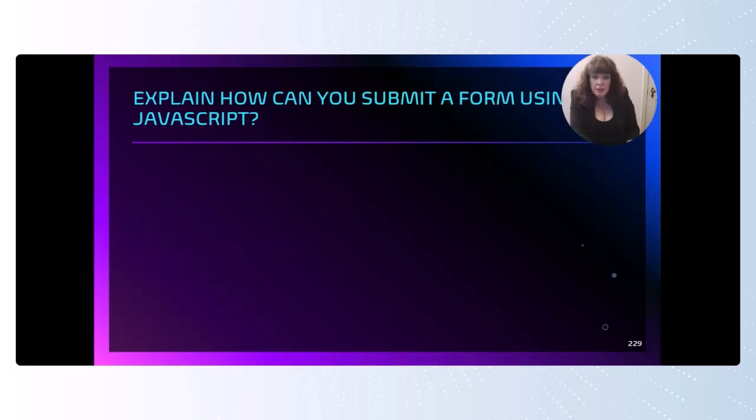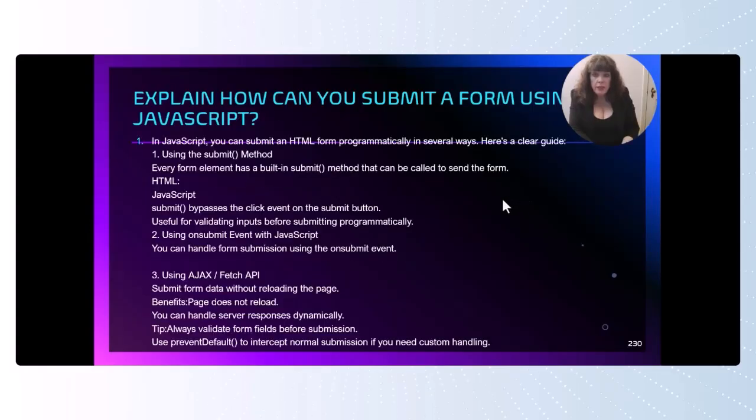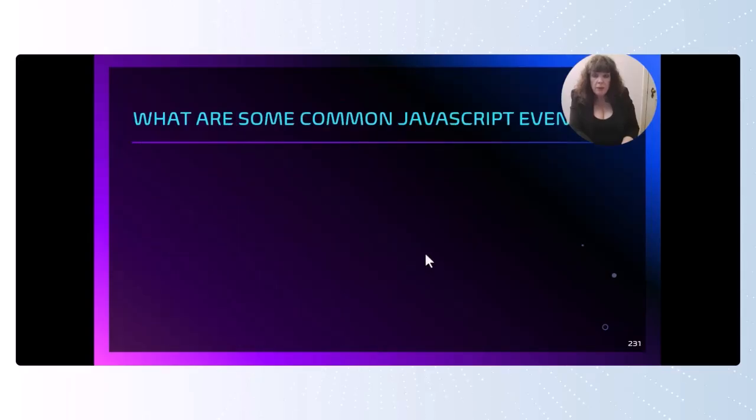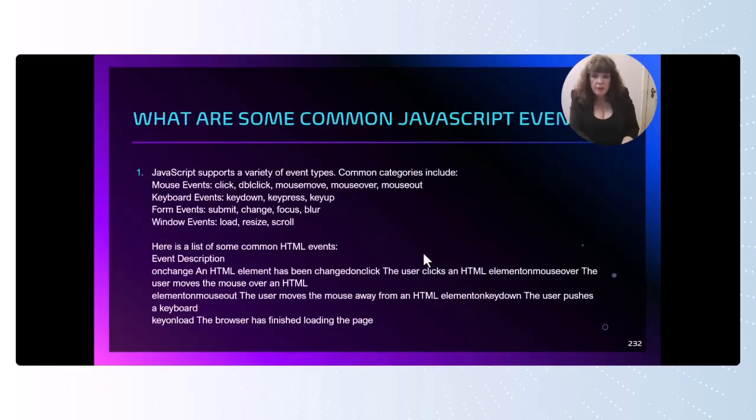Explain how you can submit a form using JavaScript. In JavaScript, you can submit a form in several ways: using the submit method, using the onSubmit event, and then using Ajax and the Fetch API. What are some common JavaScript events? Some of them are mouse events, keyboard events, form events, and window events.